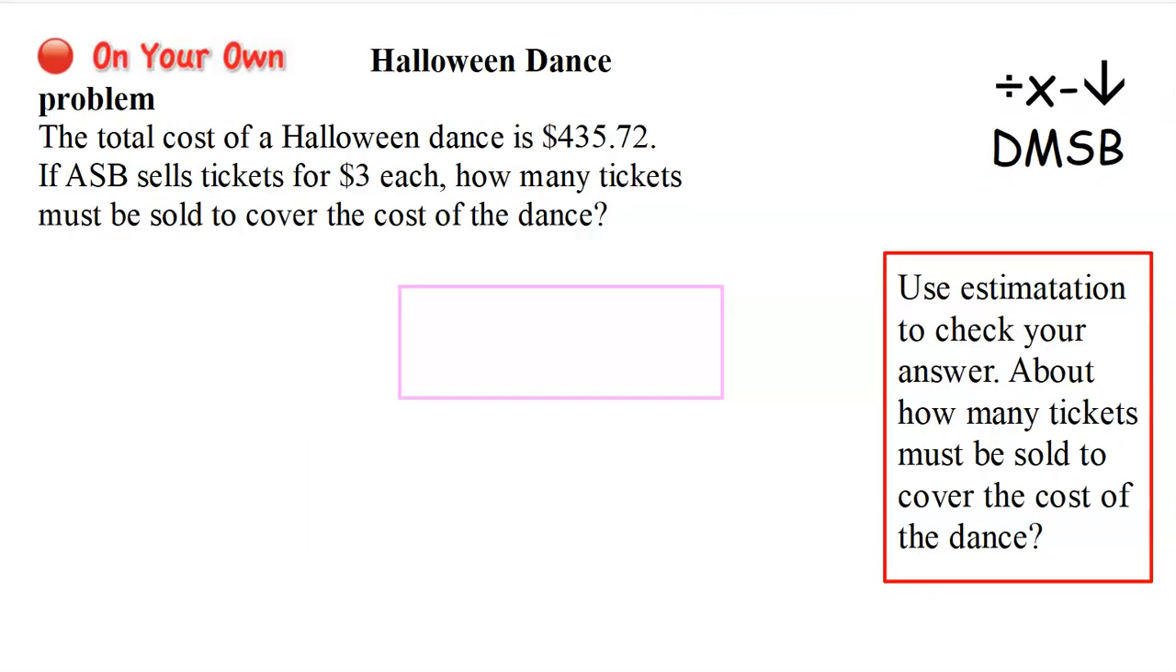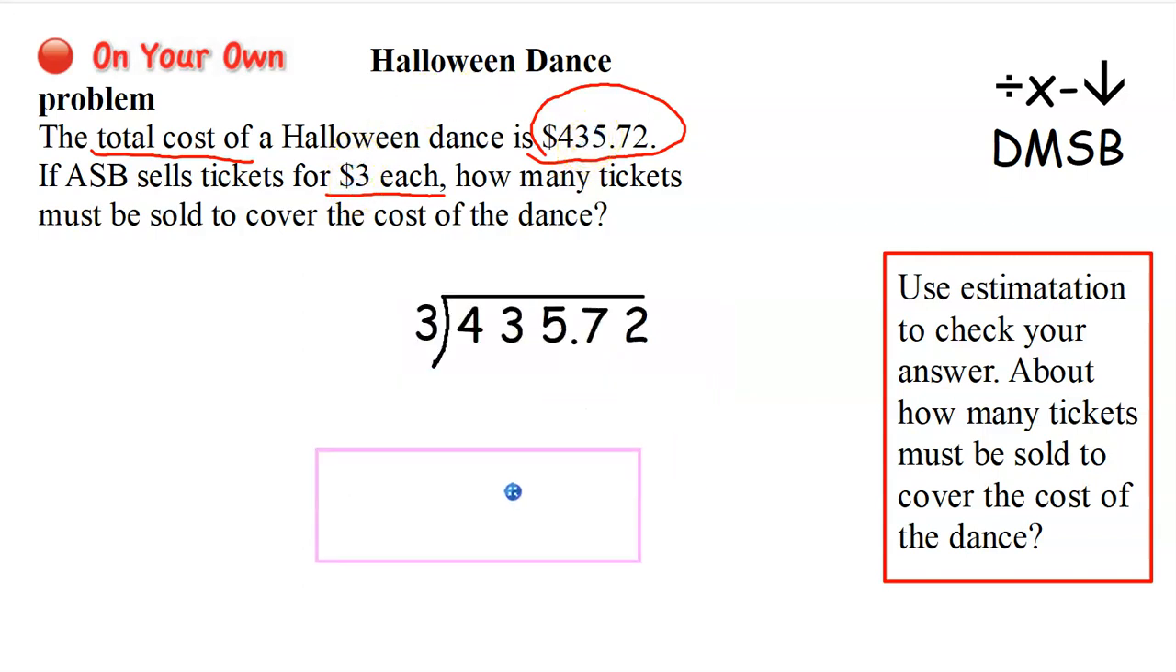Okay, next, this is an on your own. So I want you to try this one and pause the video and see how you do. There's a Halloween dance, and here is the total. And the ASB is going to sell tickets for $3 each. How many tickets will you need to sell to cover the cost of the dance? And the total cost is $435. So if each ticket is $3, you're trying to figure out how many times 3 fits into 435 and 72 cents.